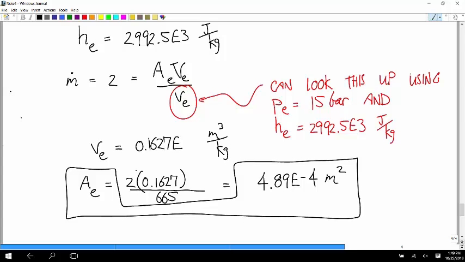Okay, so if you're designing this nozzle and you know what your operating parameters are going to be, and you need to know how small to make the exit opening, this is the calculation you would do to calculate that.